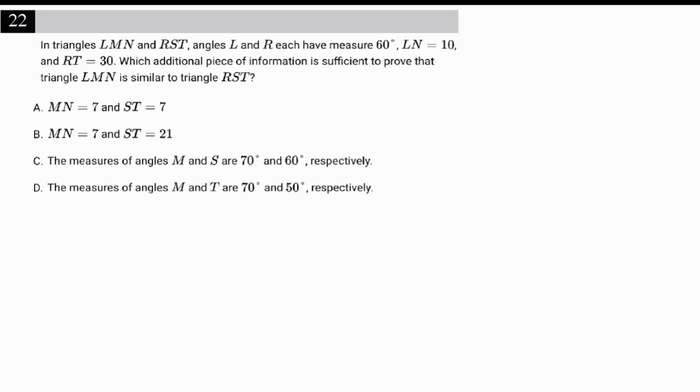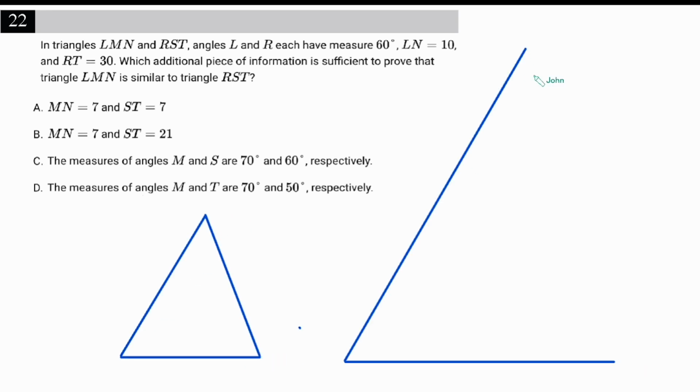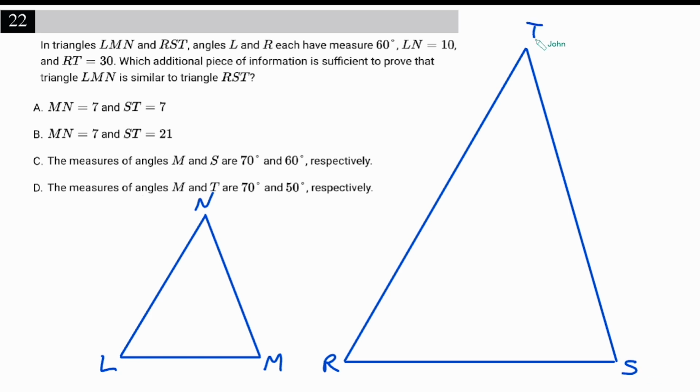In triangles LMN and RST, angles L and R each have a measure of 60 degrees. LN is 10 and RT is 30. Which additional piece of information is sufficient to prove that triangle LMN is similar to triangle RST? As with any geometry problem that doesn't come with a picture, we definitely want to draw a good picture. Answer choice A kind of obviously doesn't work because the proportions of the sides are way off. But A is also wrong for a subtler reason.